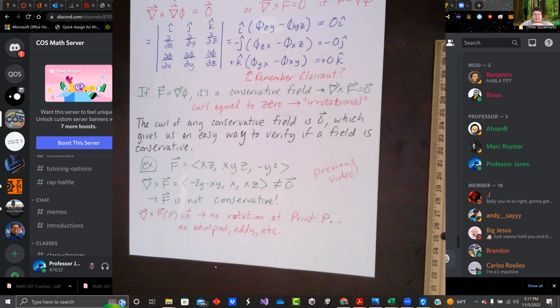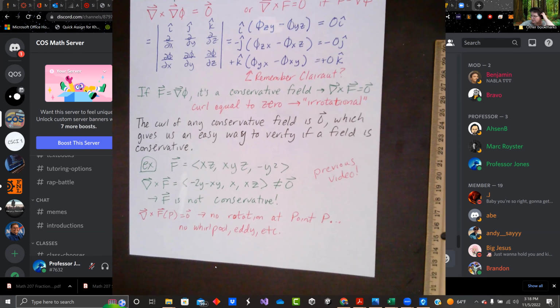So an example, we had F was xz, xyz, and then negative y squared. If we do the curl of F, as we did before, we had it equaling negative 2y minus xy, then x, and then xz. This is clearly not 0 unless x, y, and z are 0, but that's only a single point. So F is not a conservative vector field.